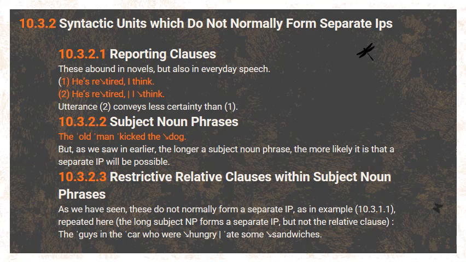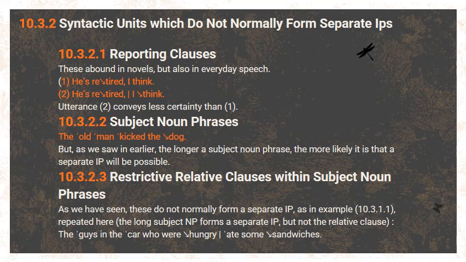Syntactic units which do not normally form separate IPs. First, reporting clauses. These abound in novels, but also in everyday speech. In example 1, he's retired, I think. In example 2, he's retired, I think. The utterance in example 2 conveys less certainty than example 1.